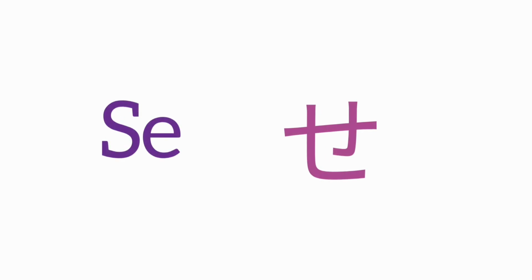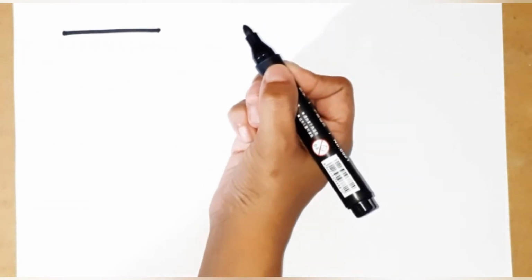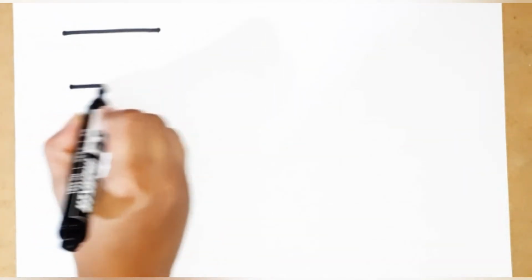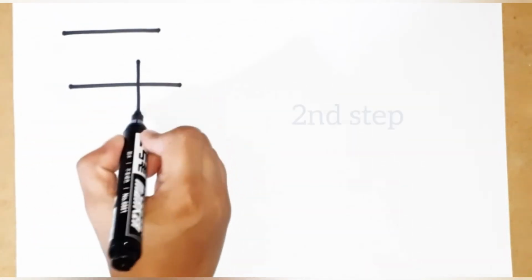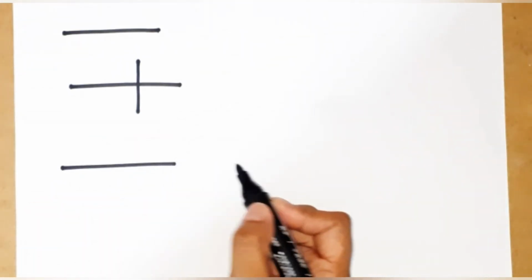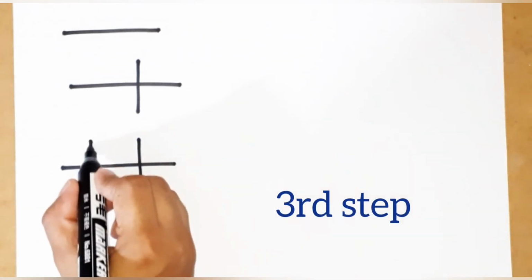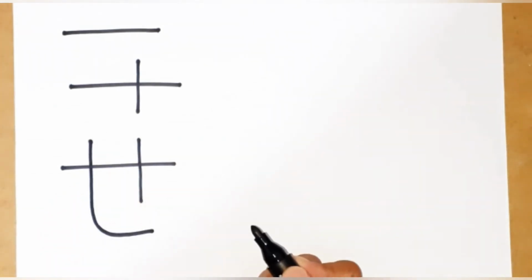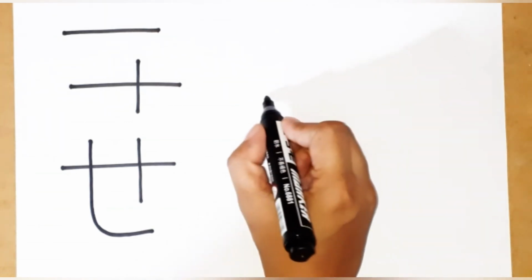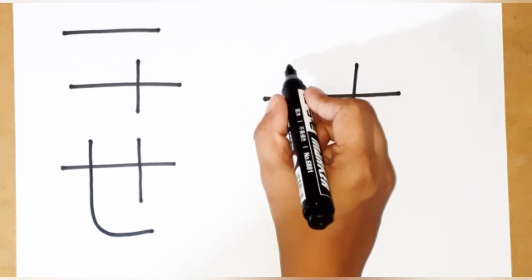Fourth character is se. Character se. First step. Second step. Third step. Se. Character se.